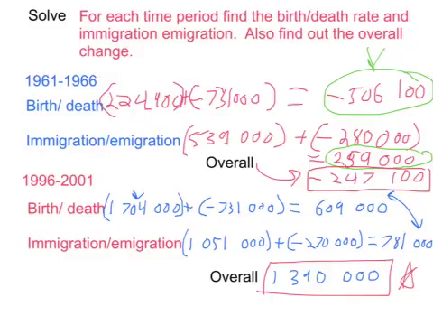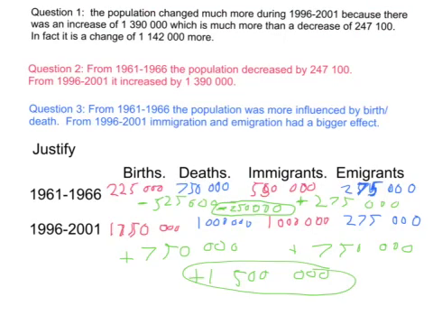So let's put these into final answers. Question 1. The population changed much more during 1996 to 2001 because there was an increase of 1,390,000, which is much more than a decrease of 247,100. In fact, and I did a little bit of extra math here, I compared those two numbers, and by subtracting one from the other, I also got how big of a change. This sort of work is what would move you towards an A+.